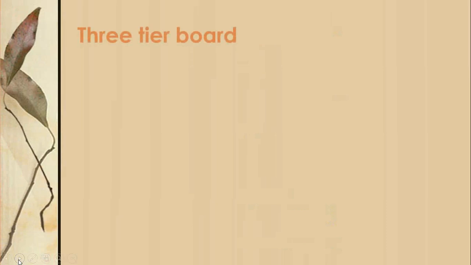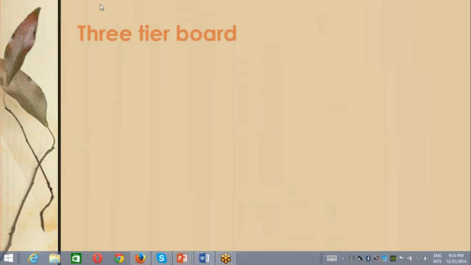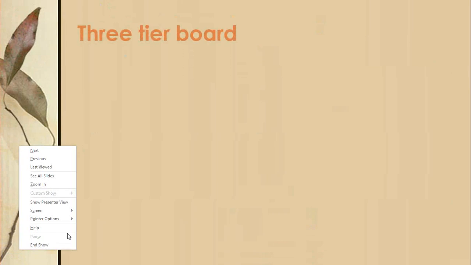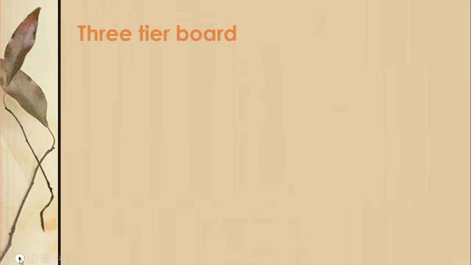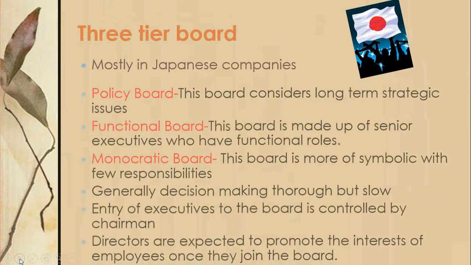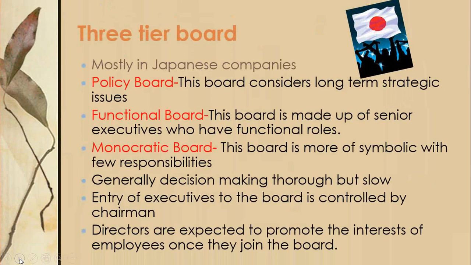That is being practiced. Then we have the third model, what we call the three-tier board. Three-tier board. This is most practiced in Japanese companies. So let's look at that one. What are they going to do? So it's almost in all the Japanese companies. So there are three boards: policy board, functional board, and a monocratic board. Policy board is where basically the long-term strategic issue.